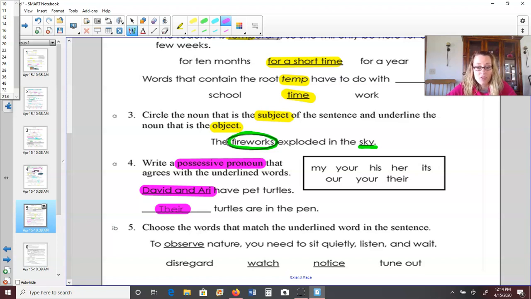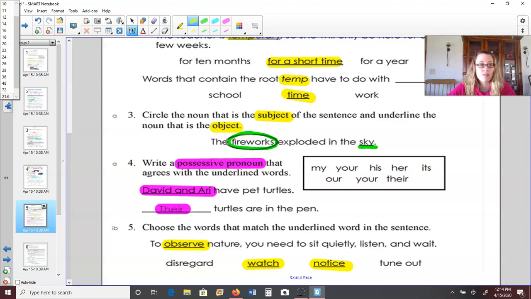Number 5, choose words that match the underlined word in the sentence. To observe nature, you need to sit quietly, listen, and wait. So what words mean the same as observe? Disregard, meaning you don't pay any attention. No. Watch. Yeah, when you observe something, you watch it. Notice. Yes, when you observe, you take notice of things.